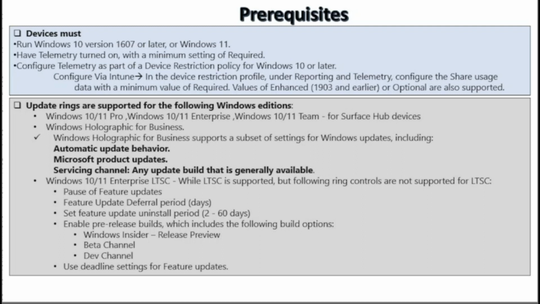Windows 10 and 11 Enterprise LTSC is supported, but some of the ring controls are not supported for LTSC, like pause of feature updates, feature update deferral periods, set feature update uninstallation period, enable pre-release builds, which includes Windows Insider Release Preview, Beta Channel, Development Channel, and use deadline settings for feature updates.